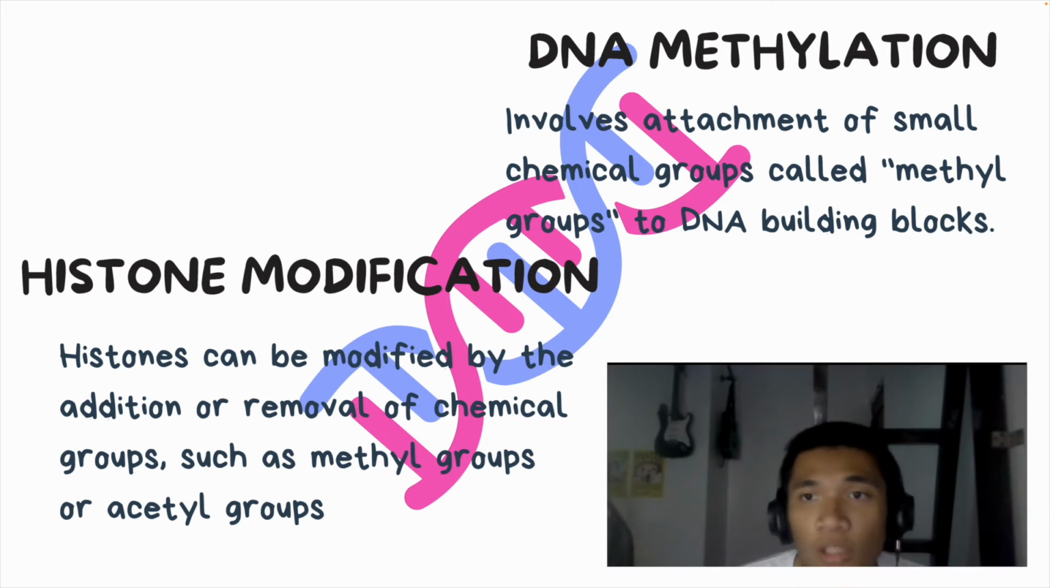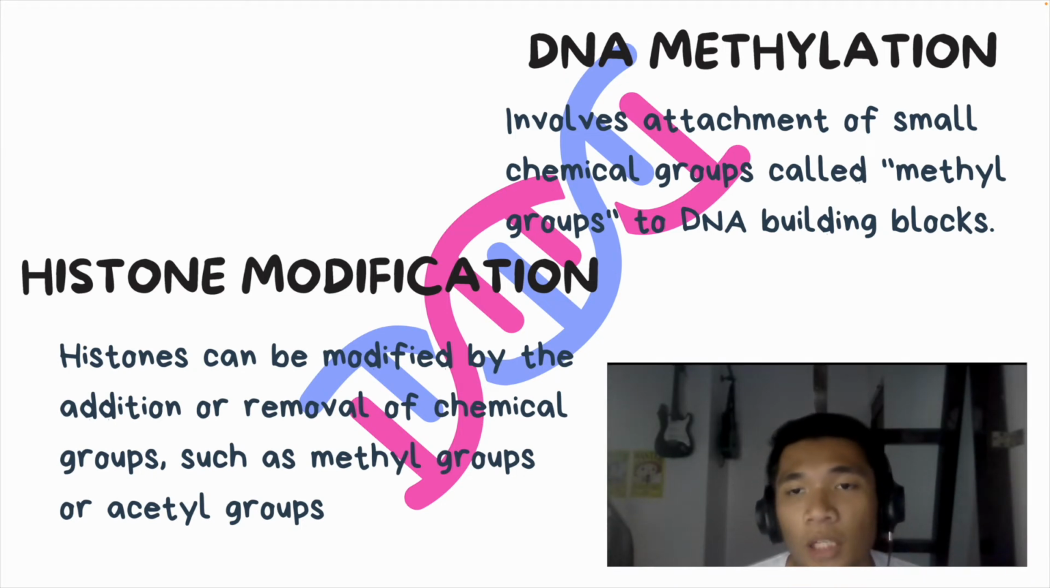DNA methylation involves the attachment of small chemical groups called methyl groups to DNA building blocks. When methyl groups are present on a gene, that gene is turned off or silenced, and no protein is produced from that gene. Histones are structural proteins in the cell nucleus. DNA wraps around histones, giving chromosomes their shapes. Histones can be modified by the addition or removal of chemical groups such as methyl groups or acetyl groups. The chemical groups influence how tightly the DNA is wrapped around histones, which affects whether a gene can be turned on or off.